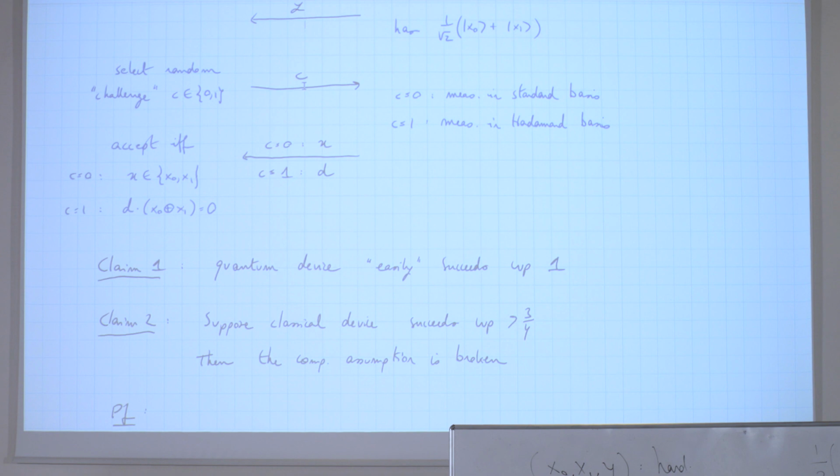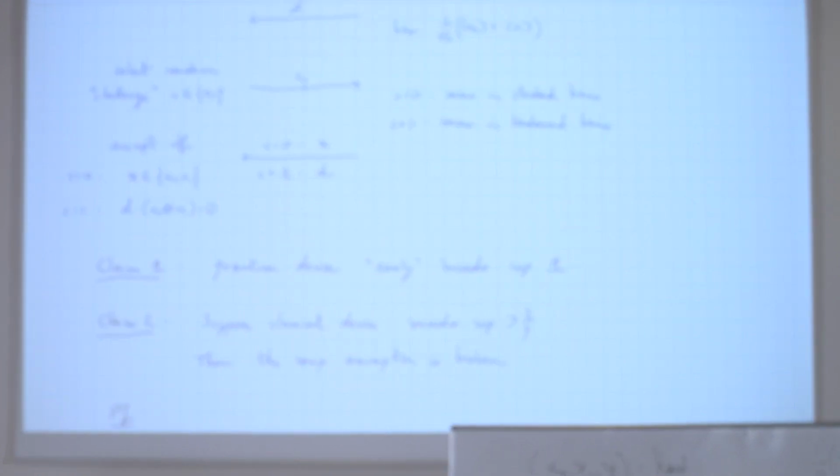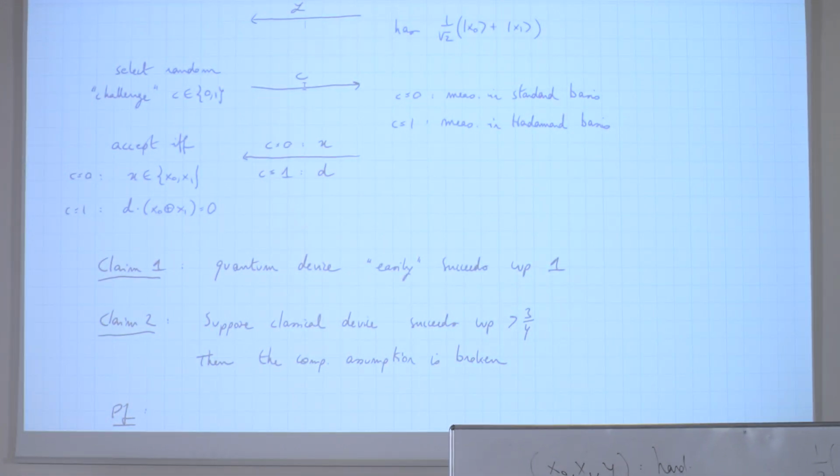So is it proper that the classical device cannot succeed with probability more than, I don't know, 30, 50%? Oh, it's like anything that's non-negligible. You mean for this thing? Yeah, any inverse polynomial is fine. So, yeah, no, I didn't need 0.9. I only needed 3/4.